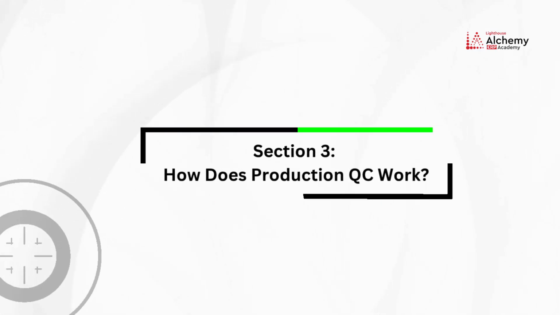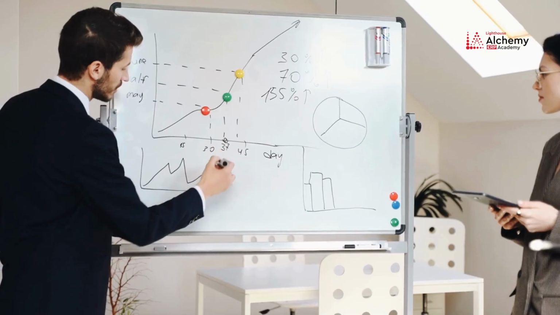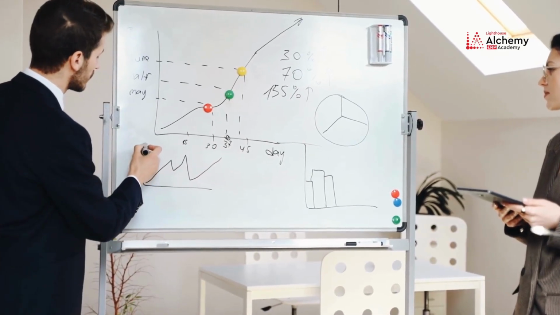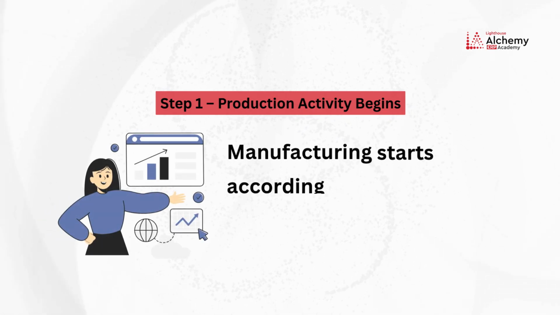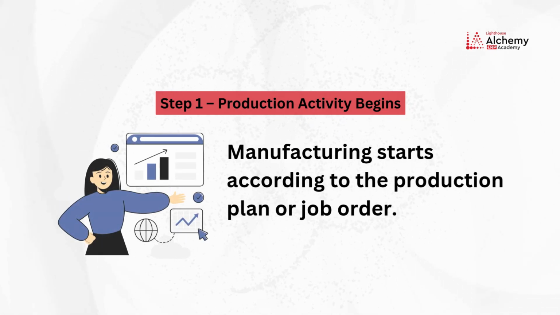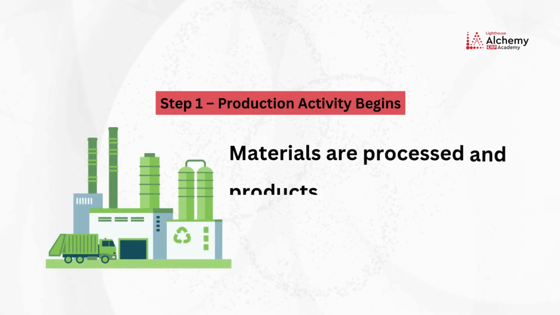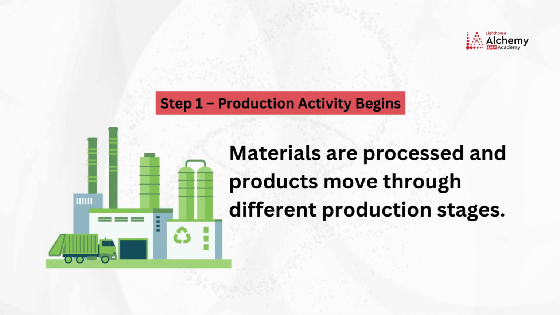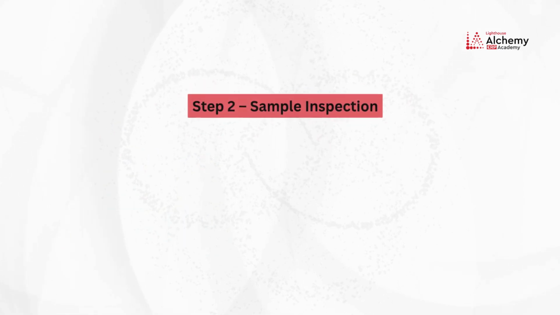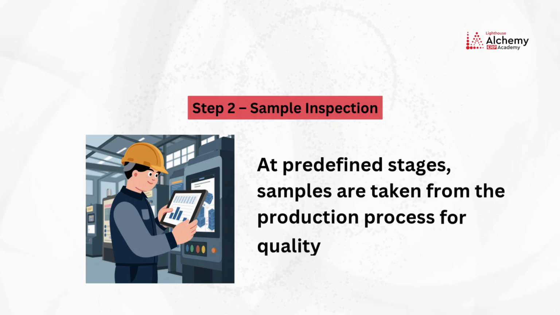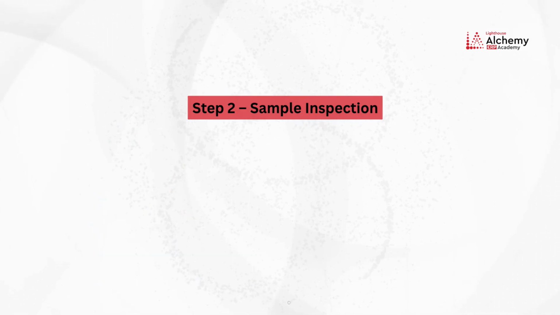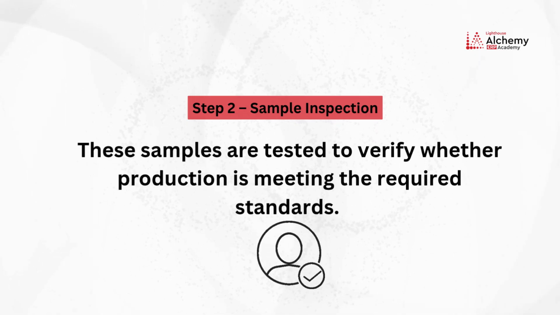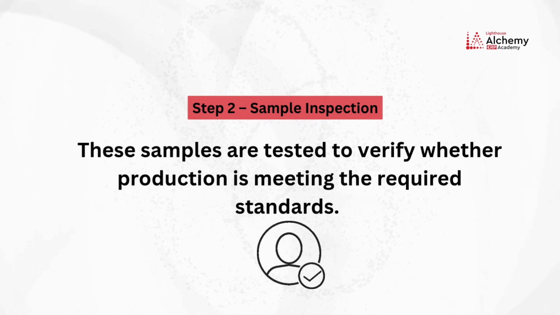Section 3. How does production QC work? Let's understand the process step by step. Step 1. Production activity begins. Manufacturing starts according to the production plan or job order. Materials are processed and products move through different production stages. Step 2. Sample inspection. At predefined stages, samples are taken from the production process for quality inspection. These samples are tested to verify whether production is meeting the required standards.